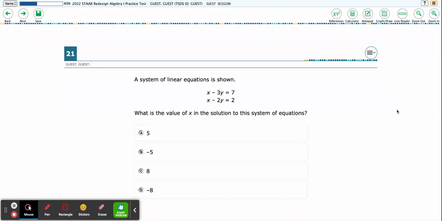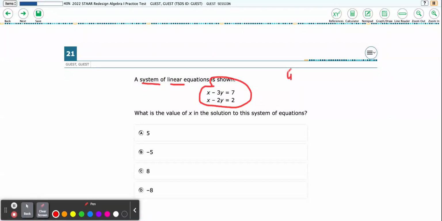All right, so we continue on to number 21, which says we have a system of equations, which means we have more than one. Here they are. So a system of linear equations. And remember, we love linear equations in the form y equals mx plus b because that makes our calculator our friend, Desmos our friend. We can graph it to find the solution. So we want the solution is where these two lines will intersect.